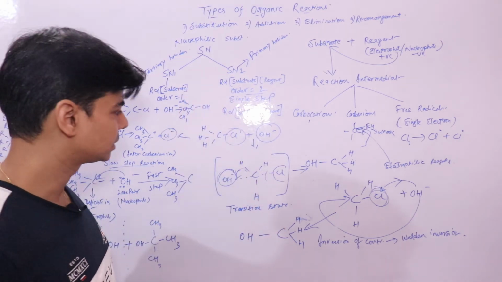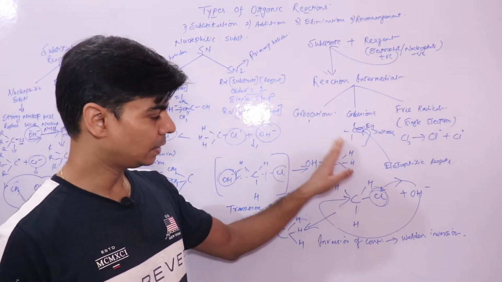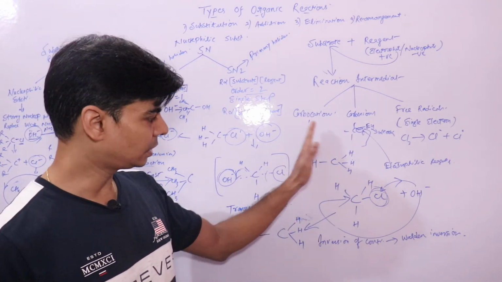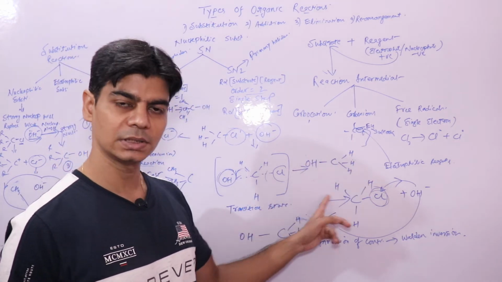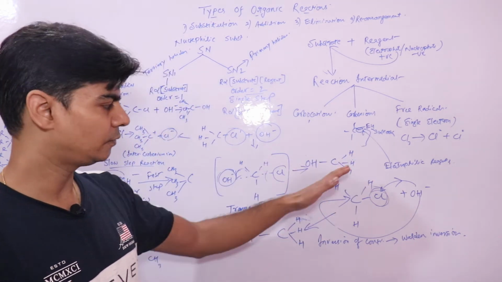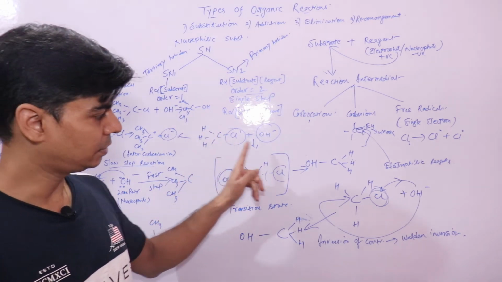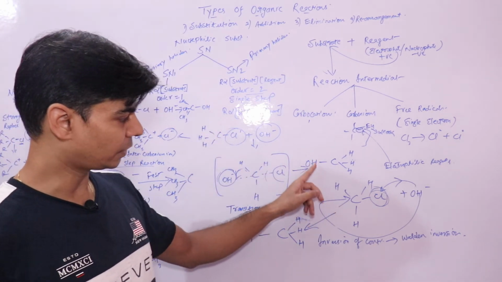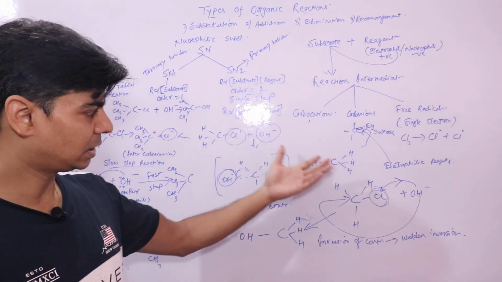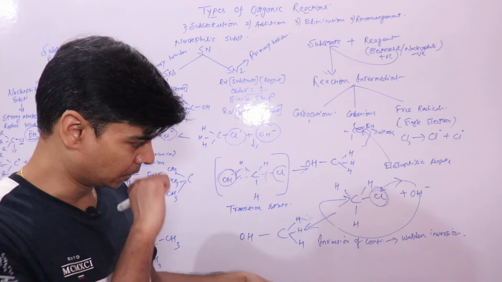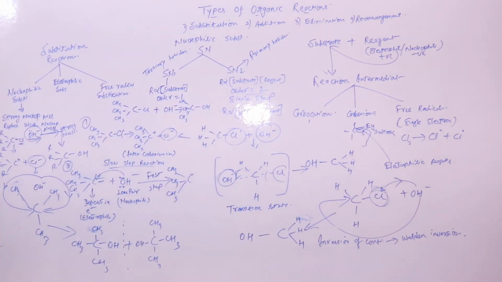Here Cl is already present, so the nucleophile will attack from the rear side. So in the product, the nucleophile would be in the opposite direction, in the rear side, right? That is why this product has resulted in inversion of configuration if you compare it with the reactant. The product has the nucleophile in the opposite direction, in the rear side. Since it has resulted in inversion of configuration, we call it Walden inversion, right? I hope this is clear.